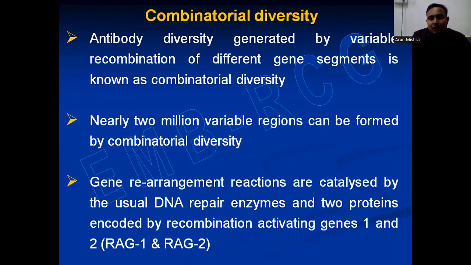What is combinatorial diversity? Antibody diversity generated by the variable recombination of DNA of different gene segments is known as combinatorial diversity. Nearly 2 million variable regions can be formed by combinatorial diversity. Gene rearrangement reactions are catalyzed by the usual DNA repair enzymes and two proteins encoded by recombination activation genes 1 and 2, known as RAG1 and RAG2.